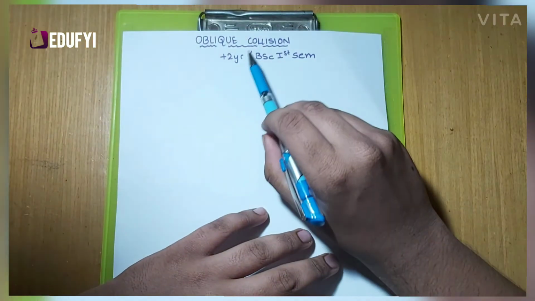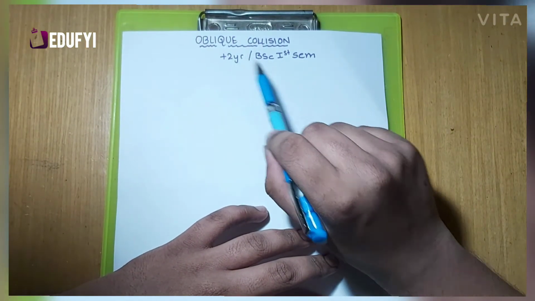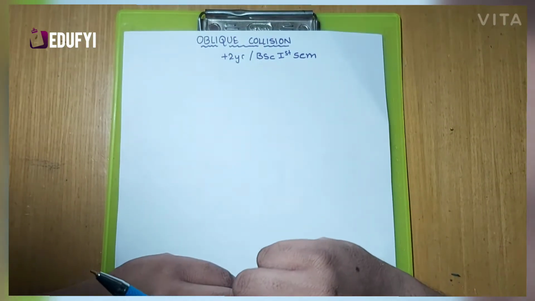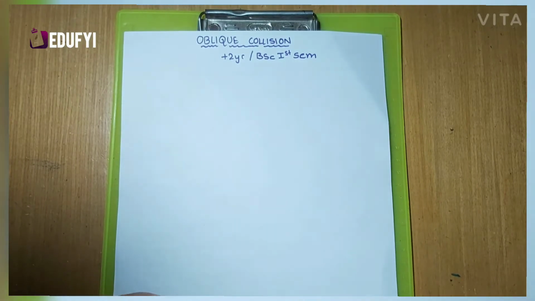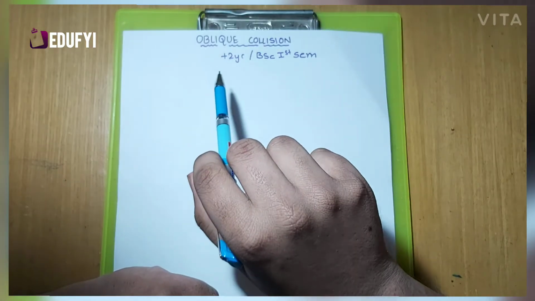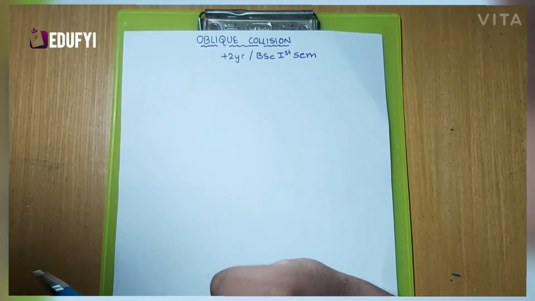Today's topic is oblique collision, which appears in the plus 2 year and BSc first year semester. I have already done a video on elastic head-on collision. Make sure you check it. I'll leave the link in the description below. This is a pretty important concept, oblique collisions.